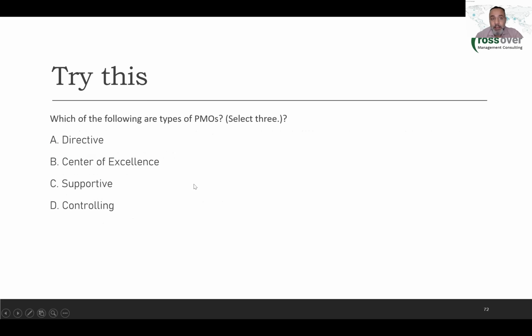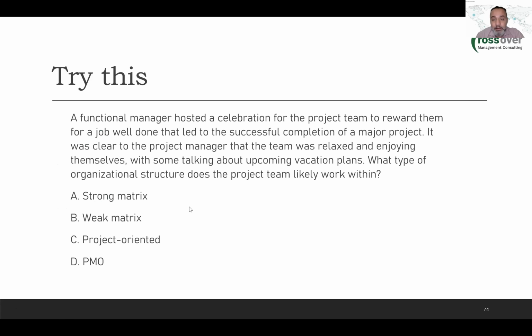Correct. Which of the following are types of PMOs? Select three answers. Directive, center of excellence, supportive, controlling. We just mentioned that, right? A couple of minutes earlier. Yes. In the PMI literature, we don't have a center of excellence PMO. Okay, it exists in other literature, in PRINCE2, but not in the PMI. Excellent, correct.